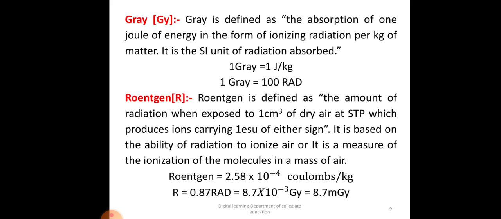It is based on the ability of radiation to ionize air, or it is a measure of ionization of the molecules in a mass of air. So, 1 Rontgen is equal to 2.58 into 10 to the power of minus 4 coulombs per kg, or 1 R is equal to 0.87 rad, that is equal to 8.7 into 10 to the power of minus 3 Gray, that is equal to 8.7 milligray.